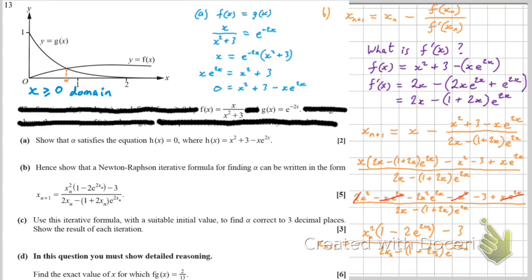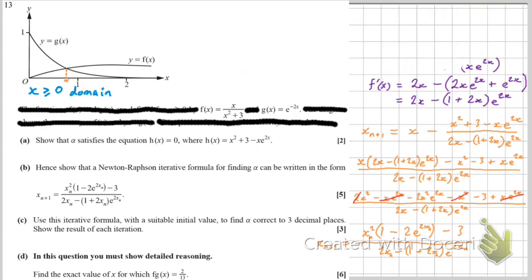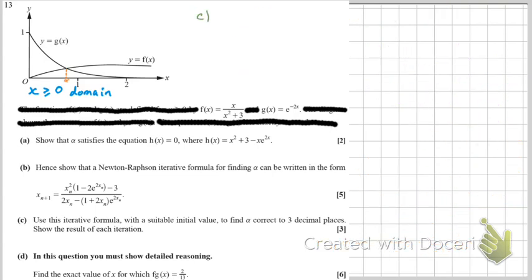Now, for part C, we need to use this iterative formula. Well, I'm just going to clear a bit of space because we don't need any of that anymore. We've got the formula we need here. And it does say to use a suitable initial value. Well, I'm going to use 1 because we can see that our root is very close to 1.